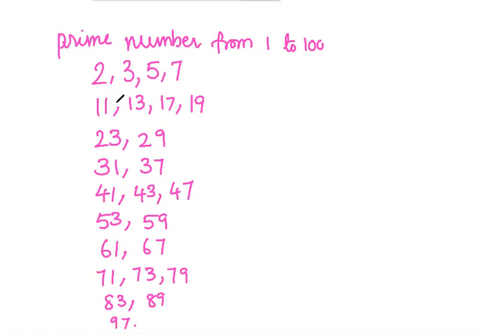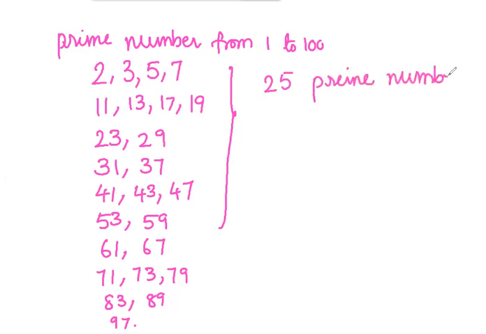These are all prime numbers. The remaining numbers between these are all composite numbers, except one. One is neither prime nor composite. The remaining numbers 4, 6, 8, 9, 10, 12, 14, 15, 16, all these numbers are composite numbers. So in total there are 25 prime numbers from 1 to 100.